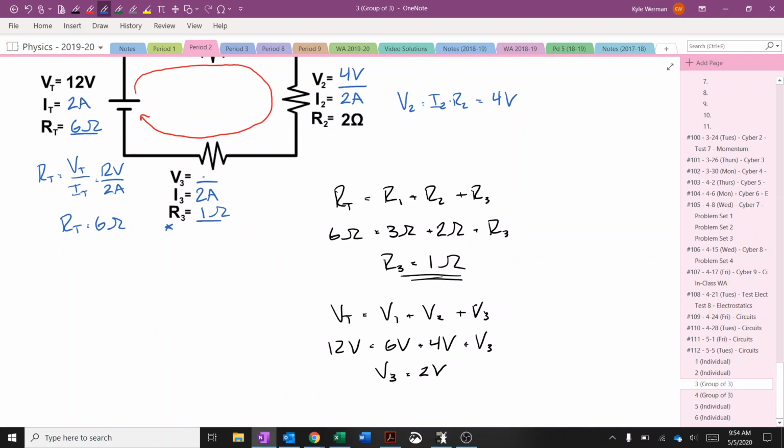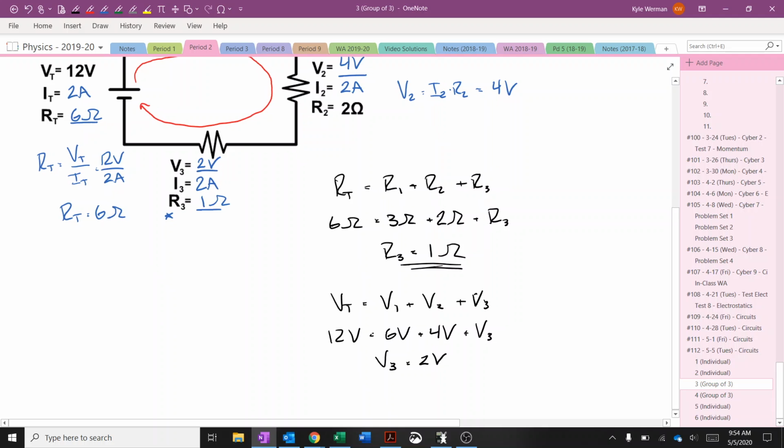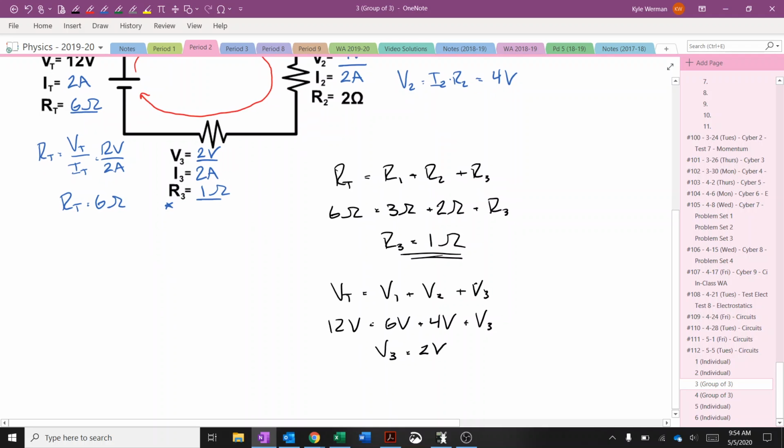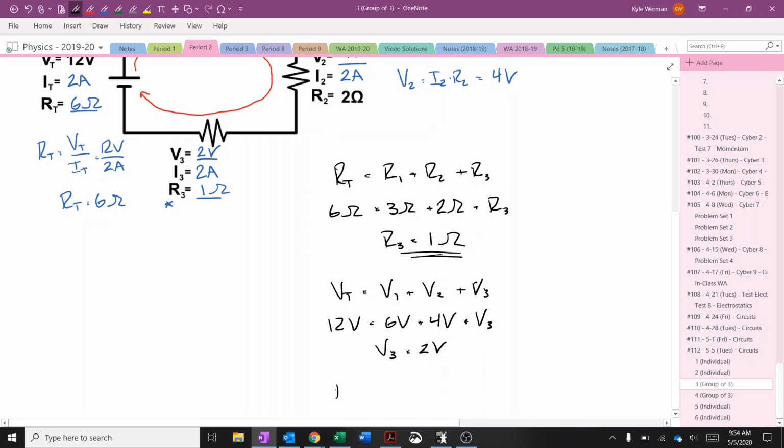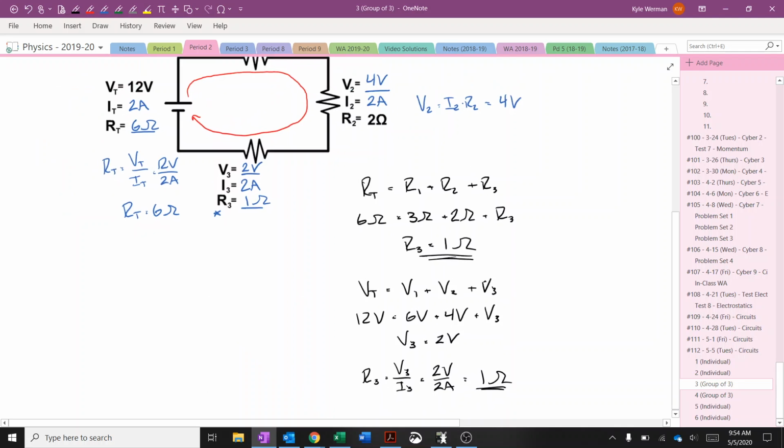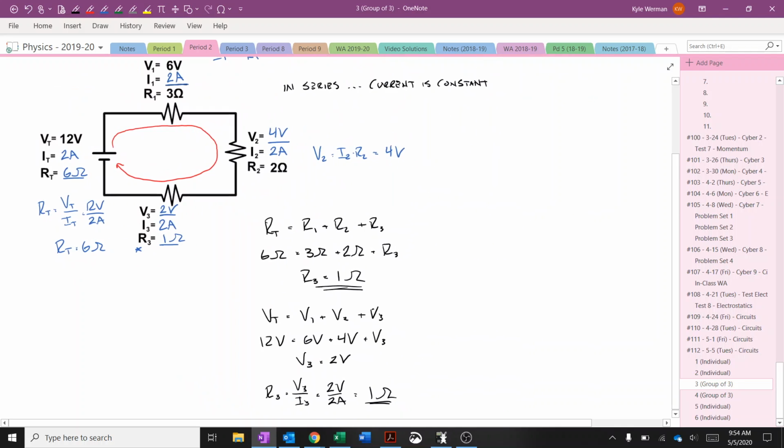So when I plug in 2 volts here, well, I can use that to calculate R3 if I wanted to go that route. And so R3 would have to be V3 over I3, which is 2 volts over 2 amps. And there again, we get our 1 ohm of resistance. So I have 2 ways to get that value, and this usually happens in circuits, depending on how you go.